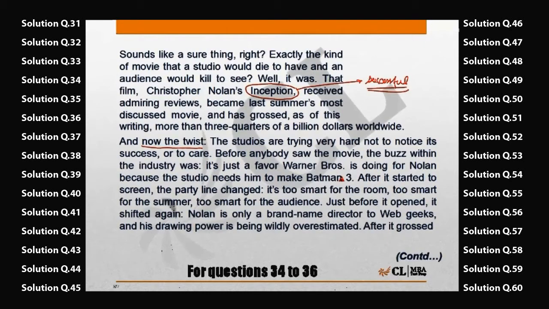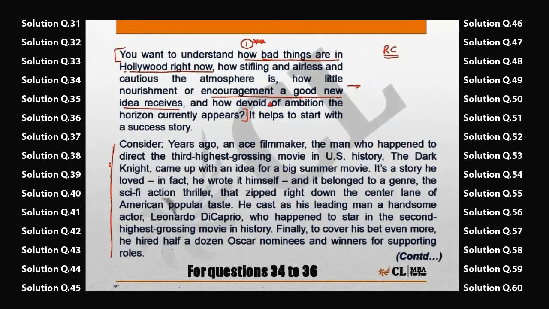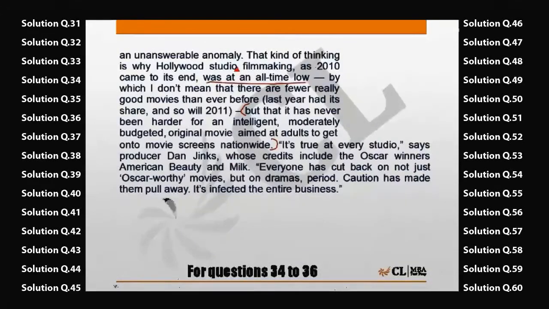When you leave the passage, you can leave with this thought. It's talking about how bad things are in Hollywood right now. And basically because the fact that it is becoming very hard for intelligent or moderately budgeted original movies aimed at adults to get onto movie screens. And he pushes the case by giving an example of Christopher Nolan's Inception.